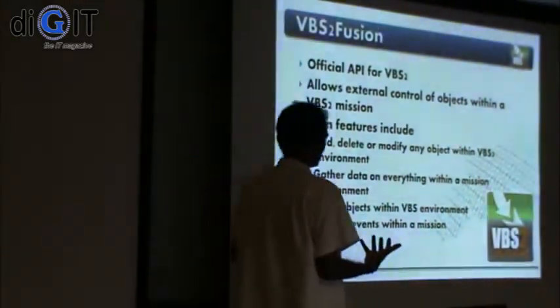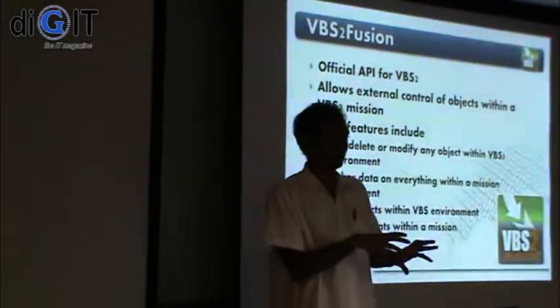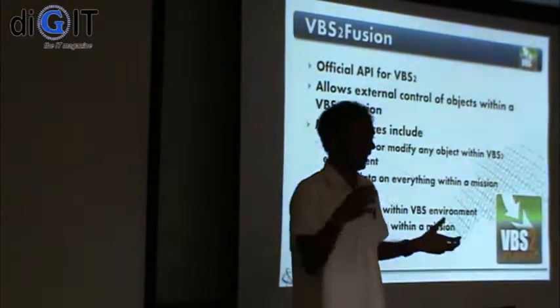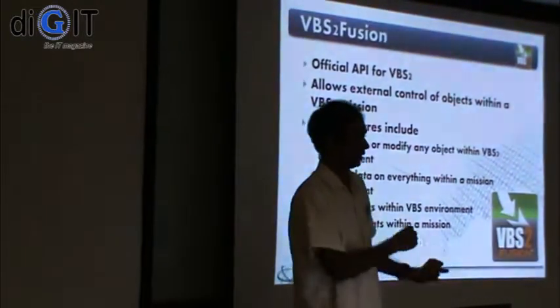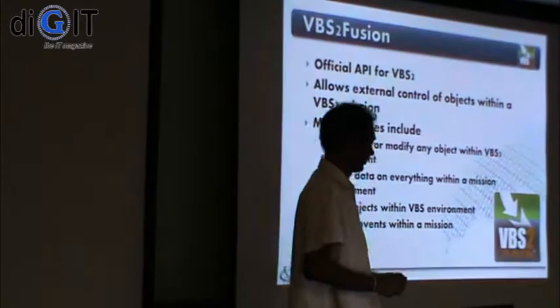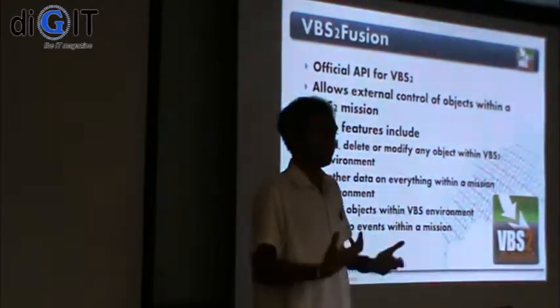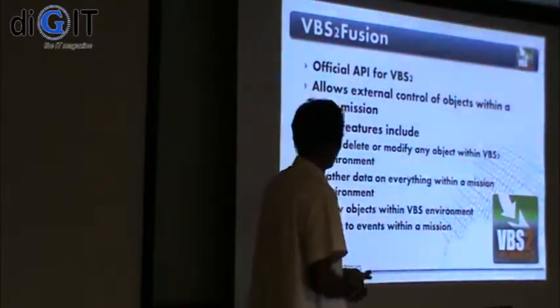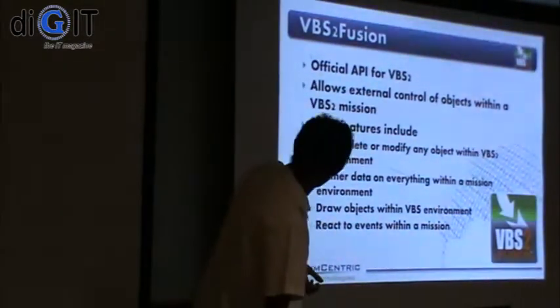Right? So with Fusion, you can do almost anything inside VBS2 from outside. You can add people, delete people, control them, shoot. Whatever you can do in a normal game, you can do it outside programmatically with C++ using a program. You can get data out, you can draw things, anything.